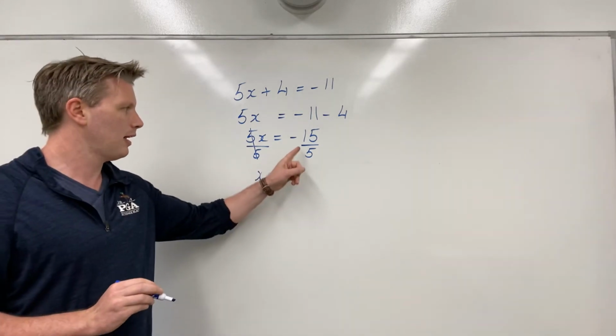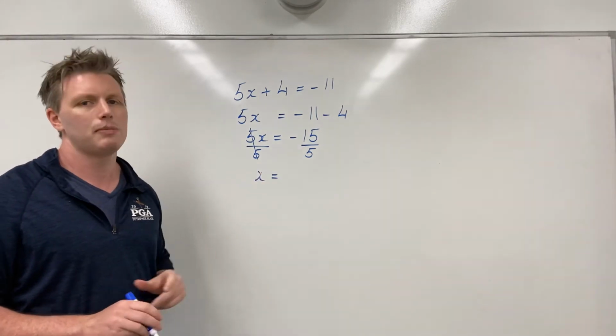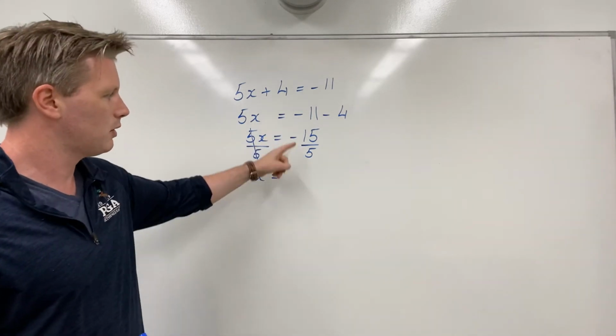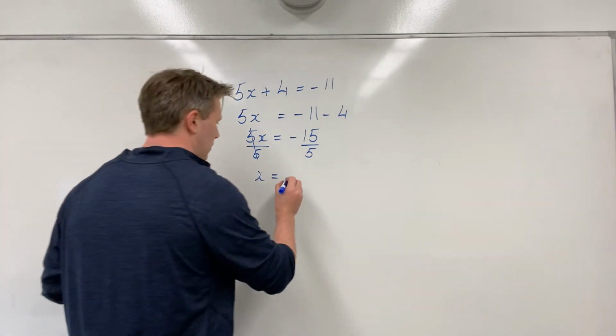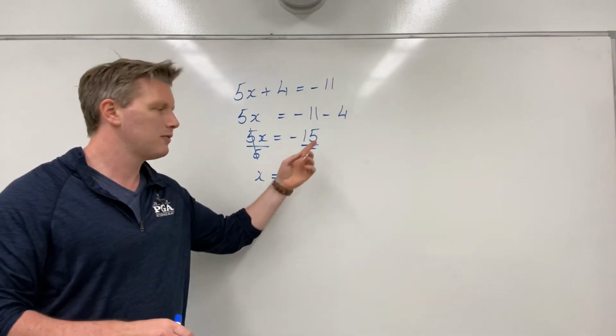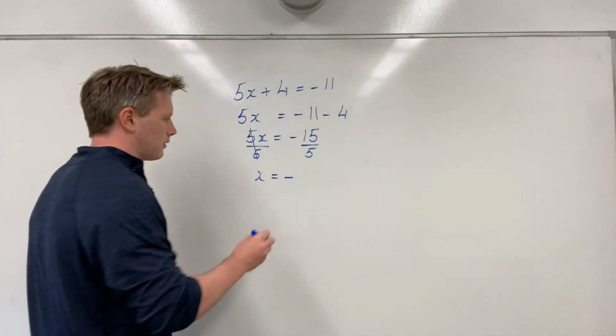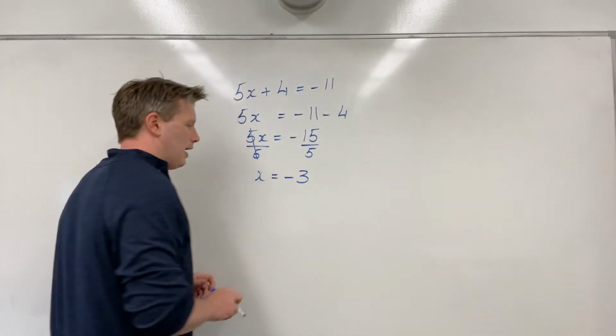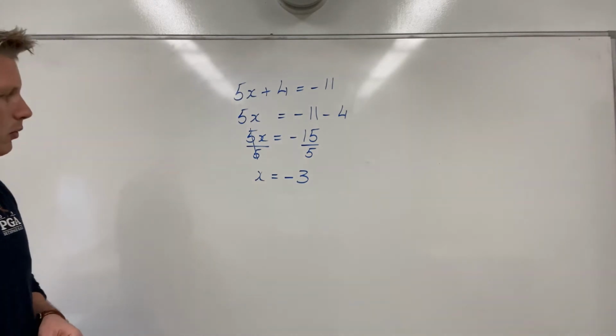And on the right-hand side, I will have minus 15 divided by 5. Again, it's a negative number over a positive number, so I know that's going to be negative. And I have 15 over 5. How many 5s are in 15? Well, if I'm not mistaken, it's 3. And so that is my answer. x equals minus 3.